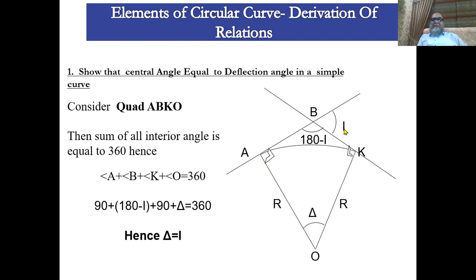Similarly, if this is the intersection angle I, this angle will be 180 minus I, because this is 180, this is I, so 180 minus I, and this is delta. So angle A is 90, angle B is 180 minus I, angle K is 90, and then plus delta, this should equal 360. If you just add these up, you will find delta is equal to I. That's why the intersection angle in a simple curve is the same as the central angle. That's why sometimes you will find I in books, in other books you will find delta. Logically it is the same, as I have shown.